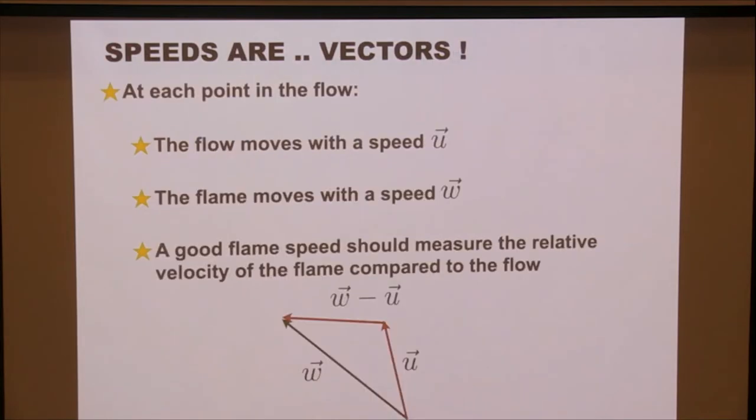So let me start by saying that the flame is moving at its own speed and the flow is moving at its own speed. And both of them can be in different directions. The flame can be moving in this direction at speed W, while the flow is moving in its direction at speed U. Okay? It's like when you cross a river with a boat. The river flows and you travel on the river. So defining what the velocity is here is a little bit complicated.